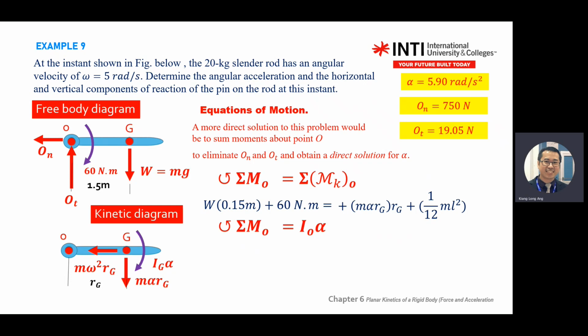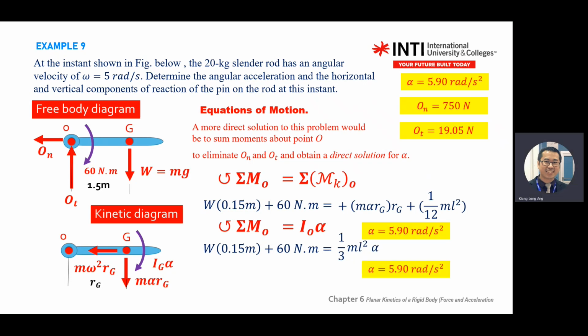Now try to differentiate this one and this one. So this one is same. Moment at O, you look at free body diagram, but this one you look at your kinetic diagram, but you're using Io. Io equal to 1/3 ml square, that one.